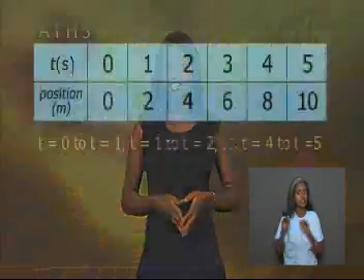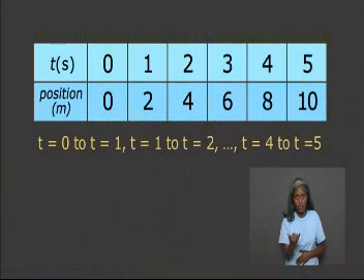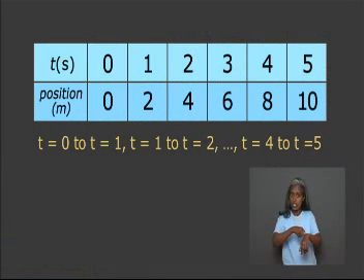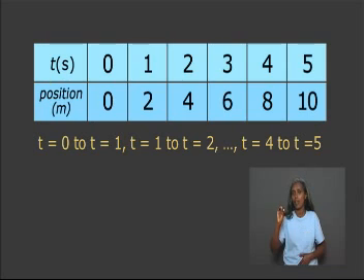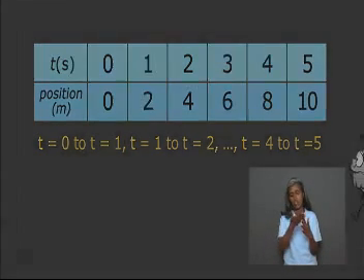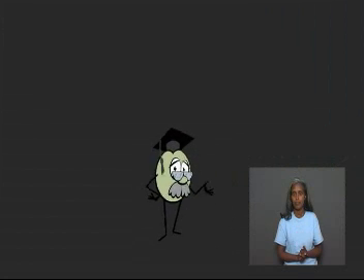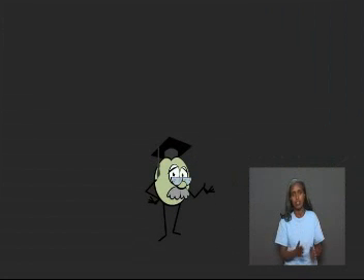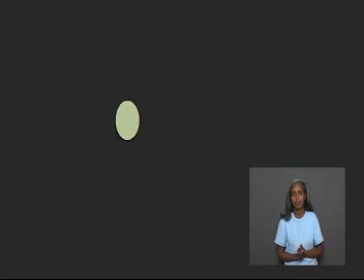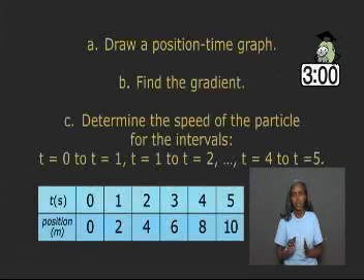Let us try a review activity, students. Draw a position time graph for these data. Then, find the gradient of the graph and determine the speed of the particle in these intervals. Students, let's get ready. Begin.